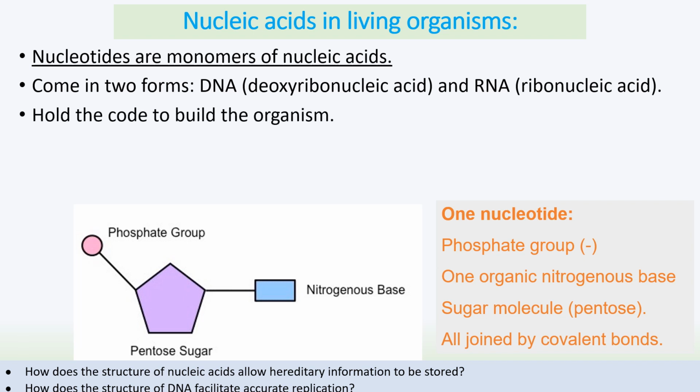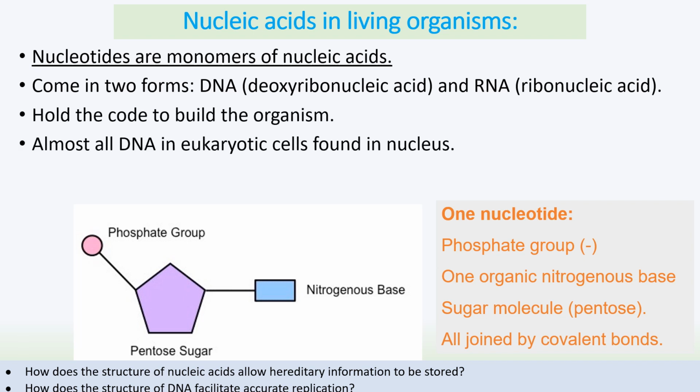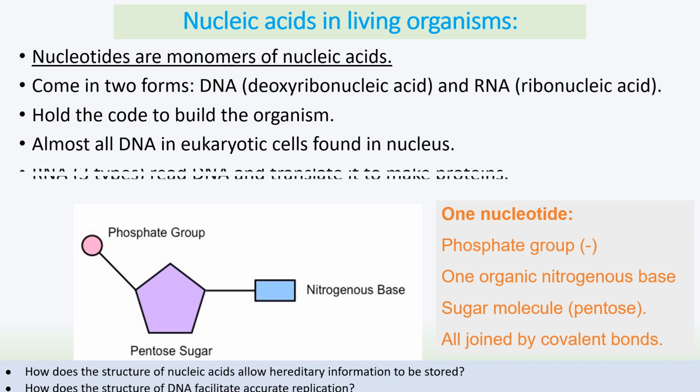They hold the code for building the organism, which we'll look at later on, and almost all DNA in eukaryotic cells is found in the nucleus. There's also some in the chloroplasts and mitochondria, which make proteins for those particular organelles, but we're talking generally about the nucleus unless we say otherwise. And there are three types of RNA which read the DNA and translate it to make proteins. We'll look at this in more detail separately.